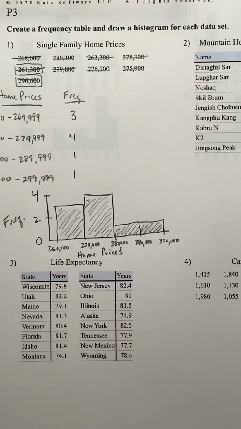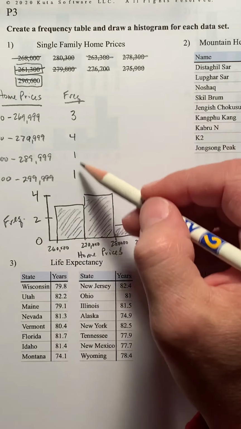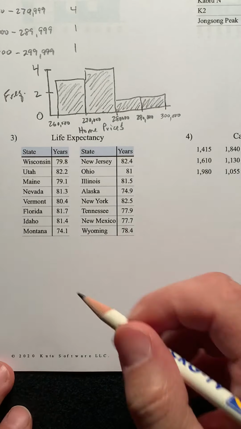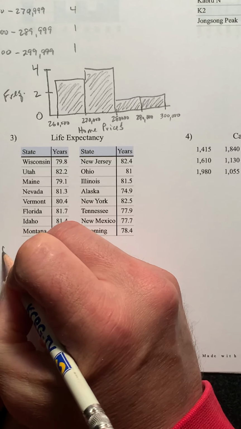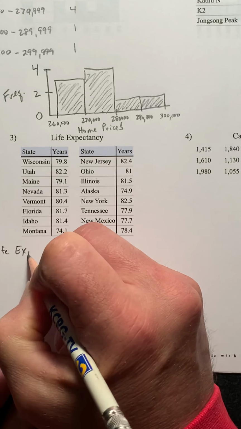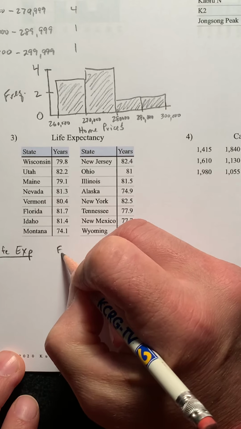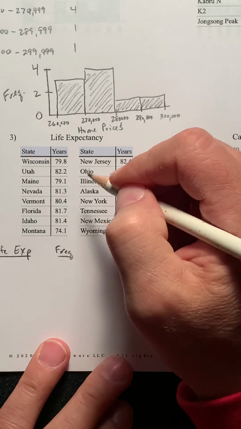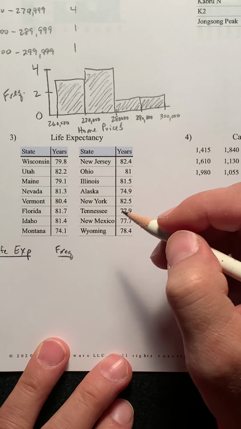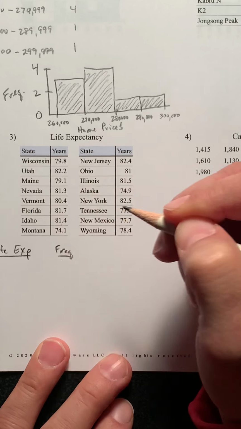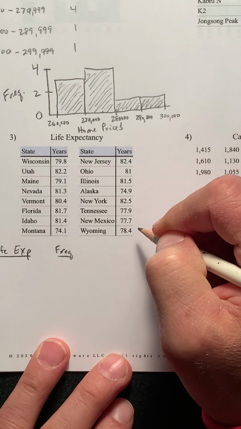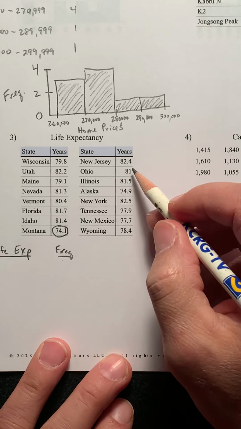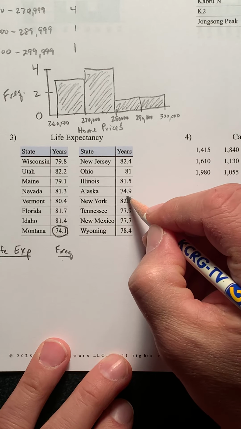And each of these are the bars that match the frequencies. All right, let's take a look at question number 3. Now, in question number 3, we have life expectancy, and we have our frequency going on here. Looks like our lowest number in the life expectancy here is 74.1. Our largest number is 82.5 from what I can tell.